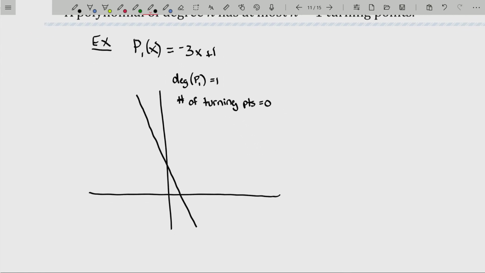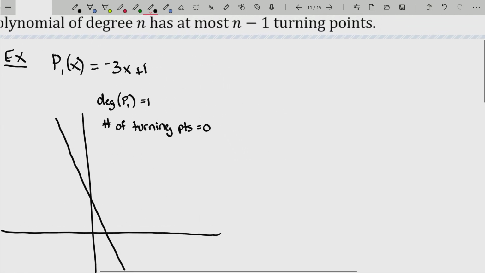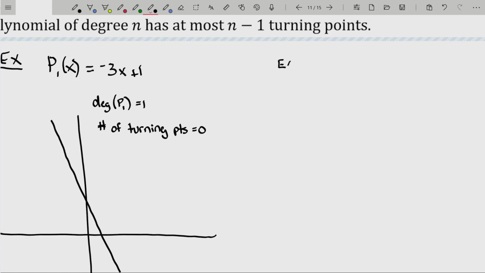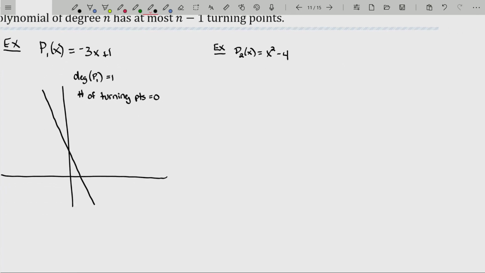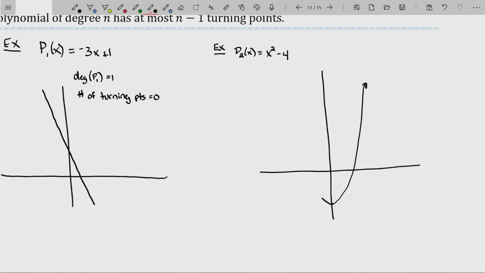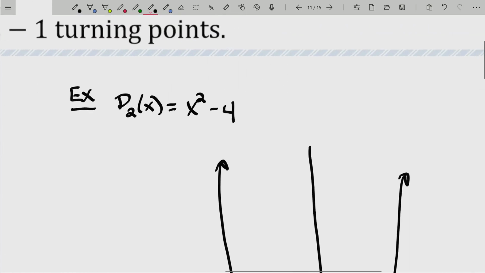It doesn't turn around. However, if you grow this to be something like, I don't know, p sub 2 of x, which is equal to, let's say, just x squared minus 4. Let's just deal with that one. So again, that's a parabola using our transformations. It's shifted down 4 units, so it might look something like this. And that function has degree 2, so I'll write that in here.